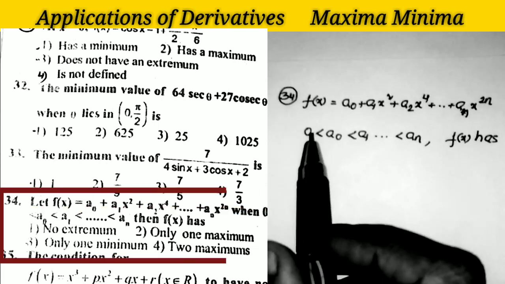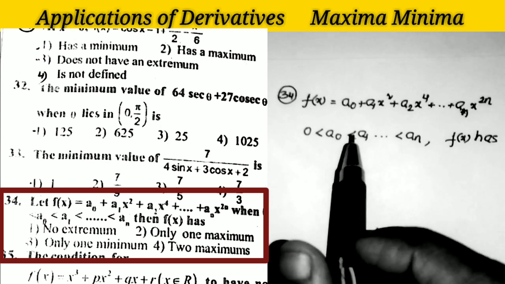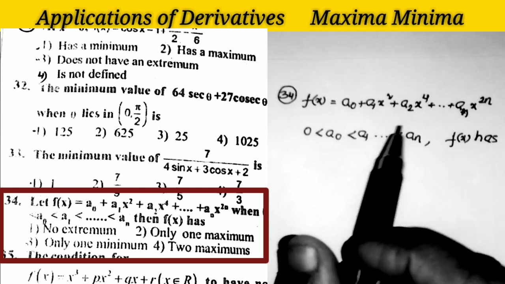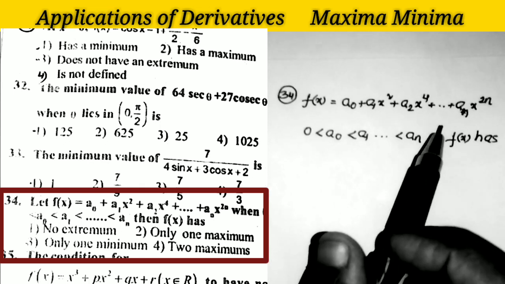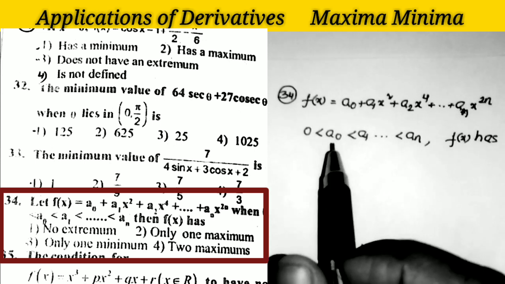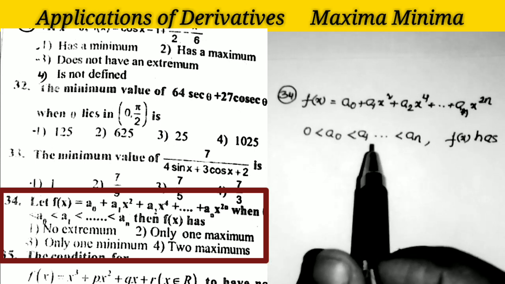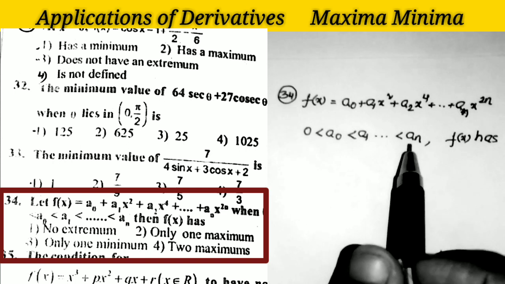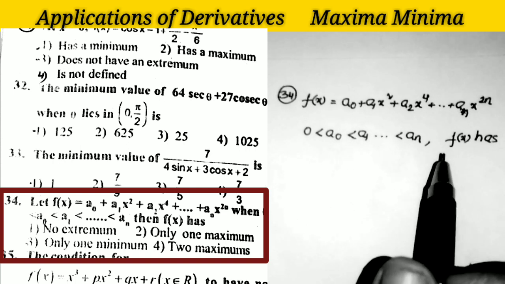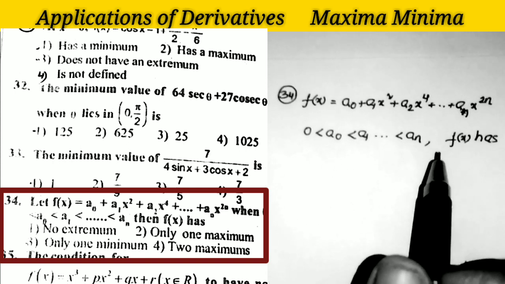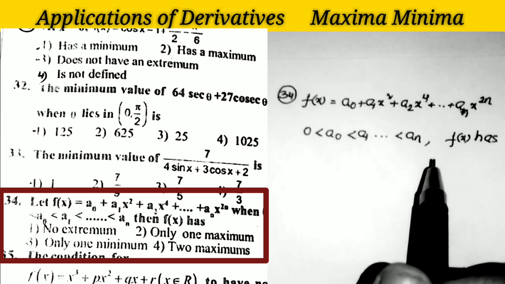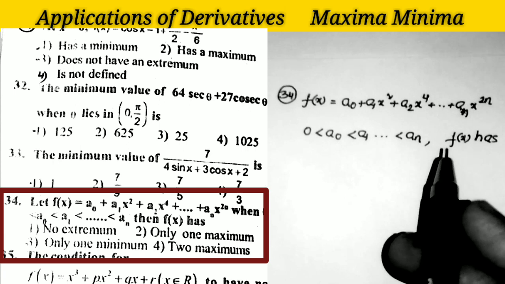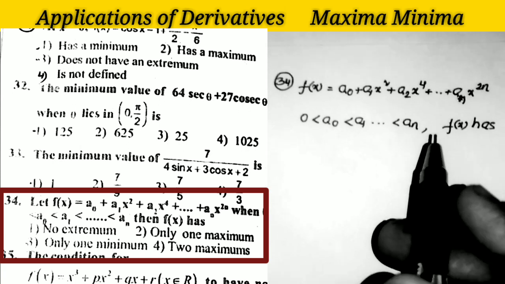Next question, sum number 34. If f of x is equal to a0 plus a1x square plus a2x power 4 and so on, an x power 2n, where 0 less than a0 less than a1 less than and so on an, then f of x has, here also the options are: it has no minimum value or maximum value, only one minimum, only one maximum, like that. So here clearly we have to find the values of f dash of x and f double dash of x and check the condition.